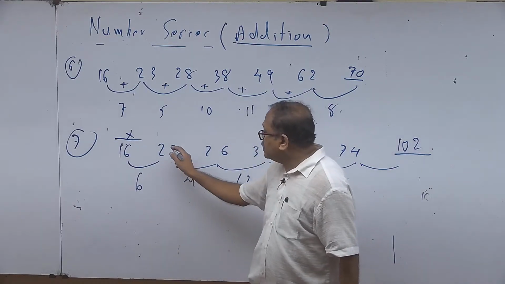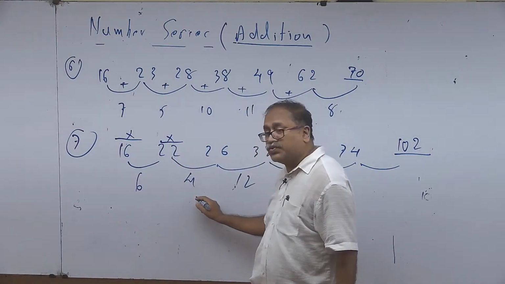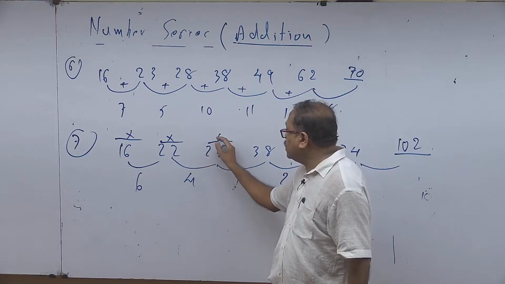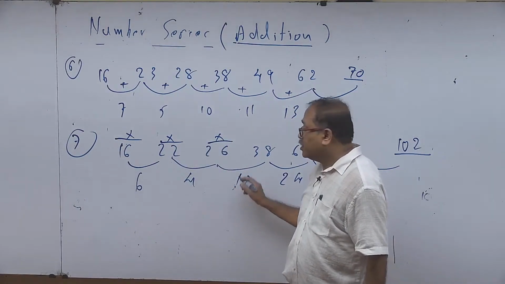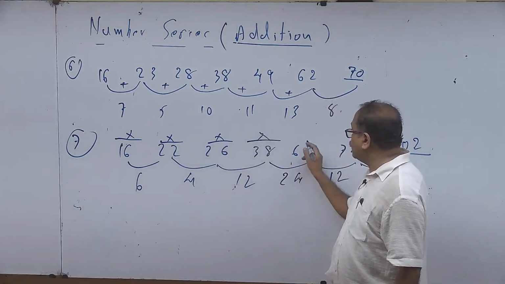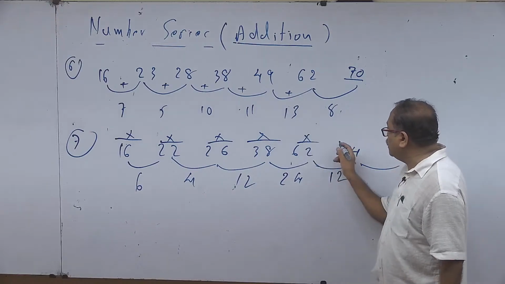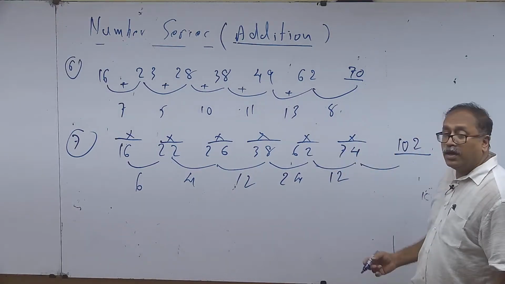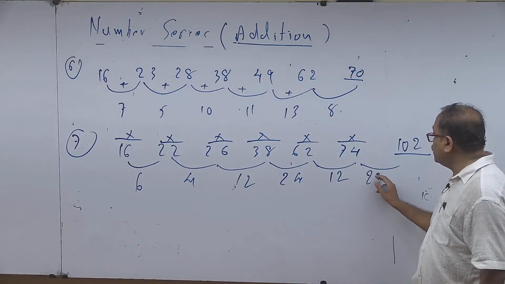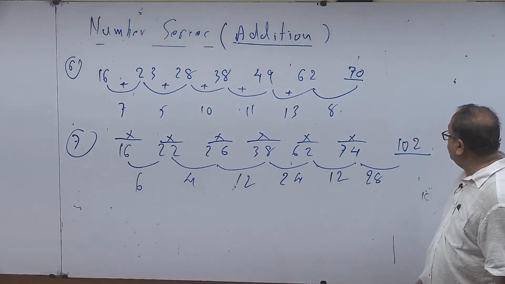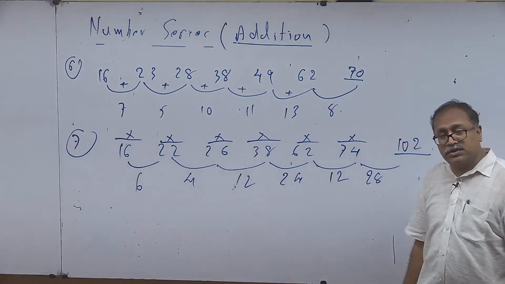You are getting 6. Is it the same thing the next one? 2 into 2 is 4. Yeah, that's right. So here also 6 to 12. Now here 2, 8, 3 is 24 and 6, 2 is 12 and 7, 4 is 28. So add 28 to the number, you are getting 102. That's right.